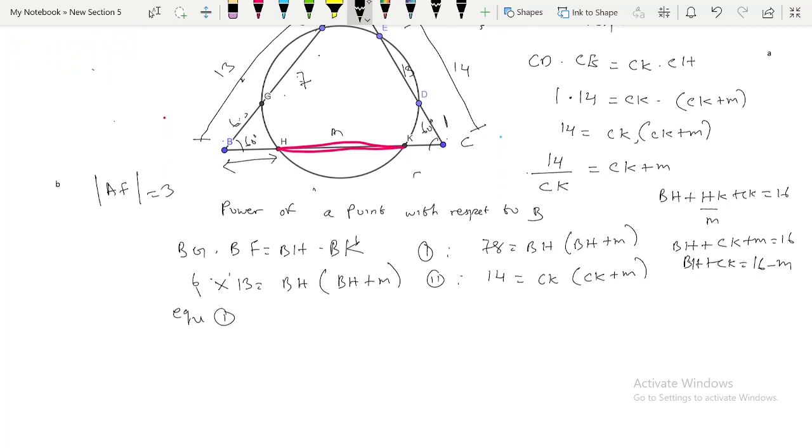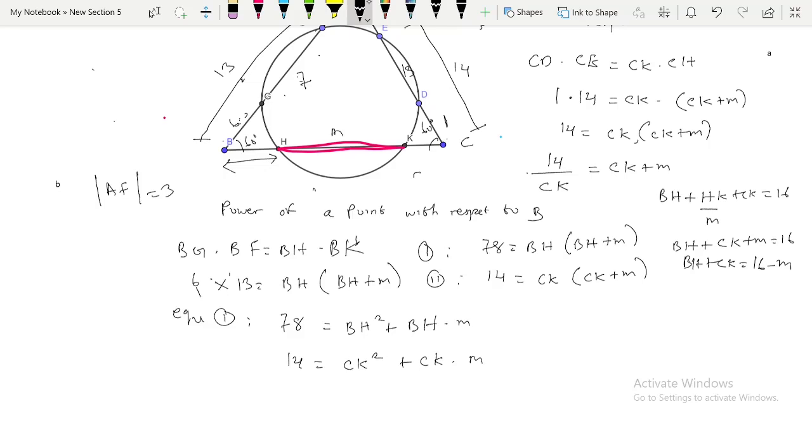Let's try seeing how we could, well, the aim is to find M. We said equation 1 is 78 equals BH squared plus BH times M when I expand, right? Equation 2, 14 equals CK squared plus CK dot M.